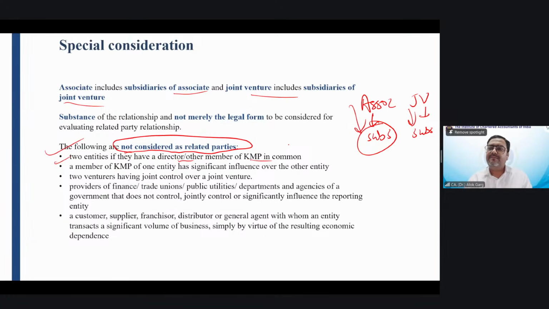For example, Manish is an independent director in Bharti Airtel Group and in the Nestle Group. So whether Nestle and Bharti Airtel Group will become a related party? Answer is no. Just because they have a common independent director, common KMP, it does not become a related party. A member of a KMP of one entity has significant influence over the another entity. See, you know what is the combination?